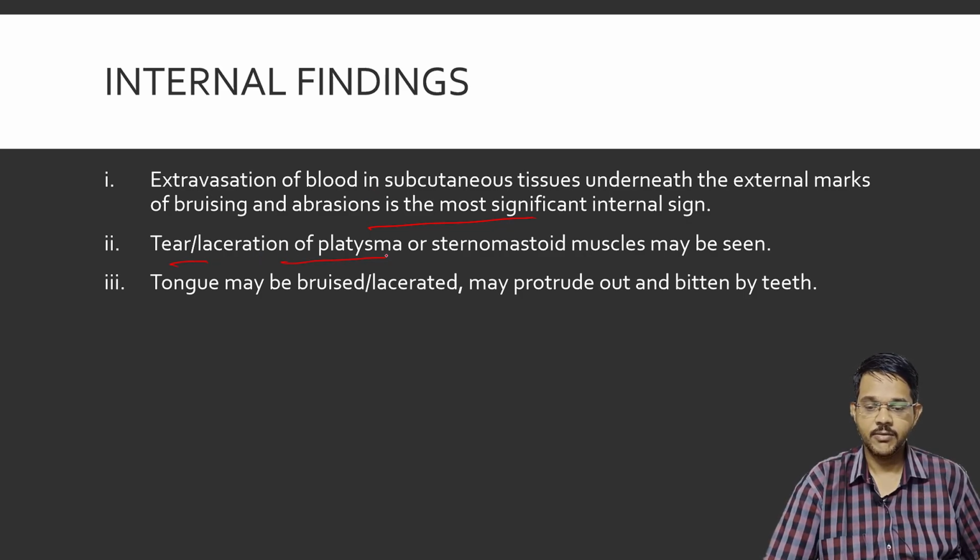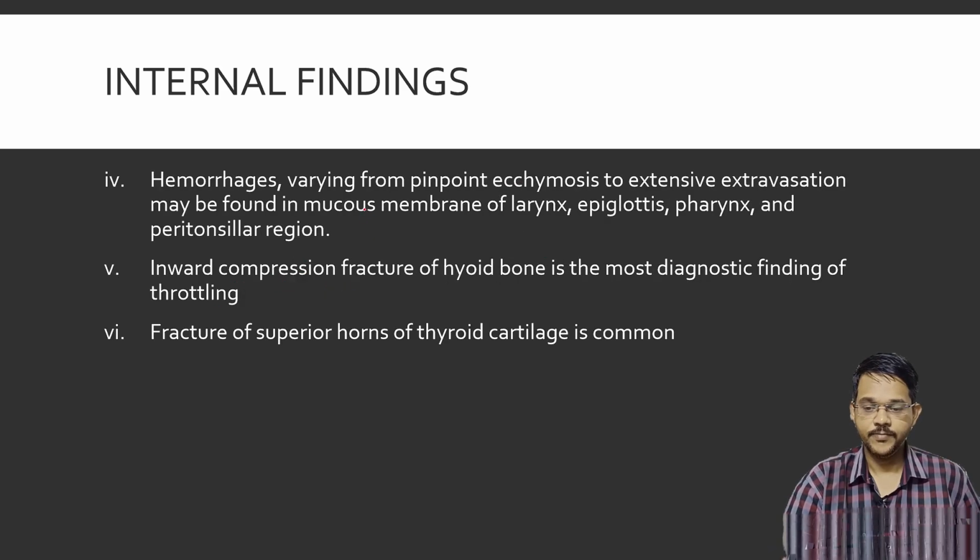Tear and laceration of the platysma muscle may be present. The sternocleidomastoid muscle may also be involved. The tongue may be bruised or lacerated and may be protruded or bitten by the teeth during struggle. Then there may be hemorrhage varying from pinpoint ecchymosis to extensive extravasation found in the mucous membrane of the larynx, epiglottis, pharynx, and peritonsillar region, mainly because of compression caused by the hand. Hemorrhages may be seen in other parts of the larynx, epiglottis, and pharynx.